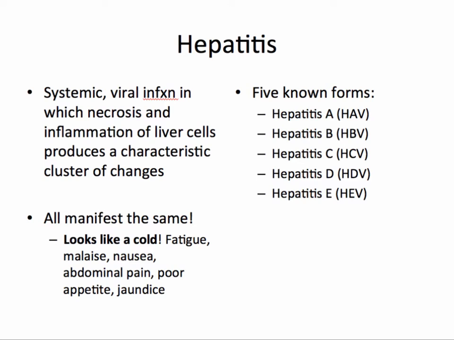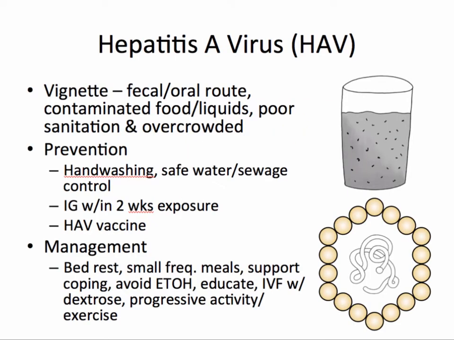There are 5 known forms of hepatitis, hepatitis A through E. Hepatitis A is transmitted through the fecal-oral route, usually from contaminated foods or liquids. This is typically in an overcrowded environment with poor sanitation.